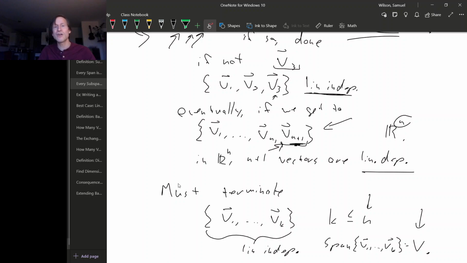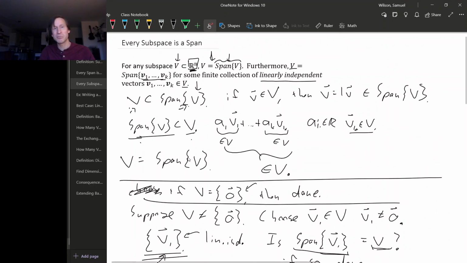So this stronger version of this statement, we've now proved it. Any subspace inside of Rn is the span of finitely many linearly independent vectors. And in fact, we actually proved a little bit more. We proved that the number of vectors has to be less than or equal to n.